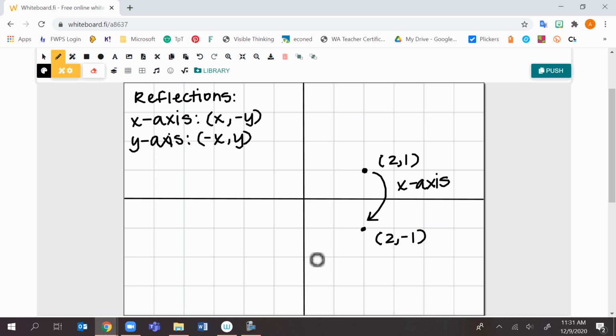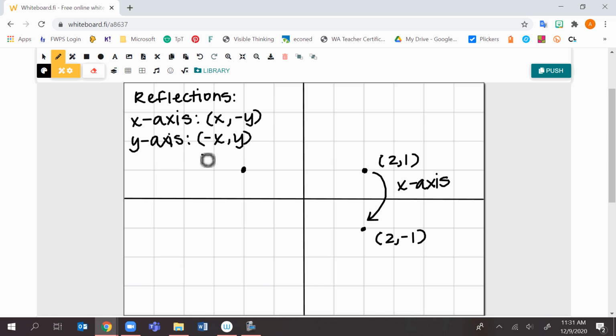Okay. Now let's look at our y-axis reflection. I'm reflecting over my y-axis. I know that I have to change the sign of my x value. So instead of positive 2, it's now a negative 2. And my y value stays the same at positive 1.